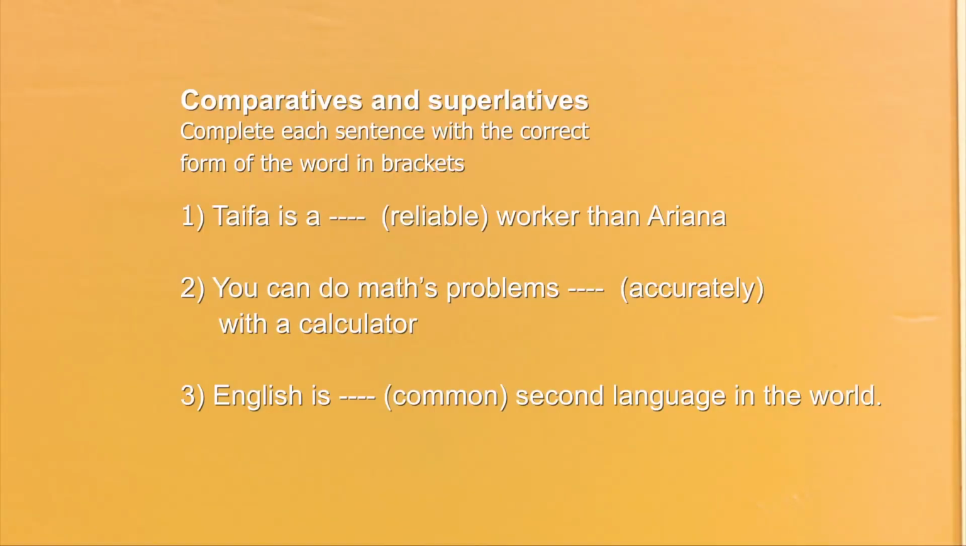The use of comparison of adjectives, I mean the comparative and superlative degrees. Here will also be some sentences with fill in the blanks, and your learners will be able to fill in the blanks with the use of comparative and superlative degrees. The first example is: Taifa is a reliable (bracket) worker than Ariana. Number 2, you can do maths problems (bracket) accurately with a calculator. And number 3, English is (bracket) common second language in the world. So you will expect your learners to use comparative and superlative degrees properly.